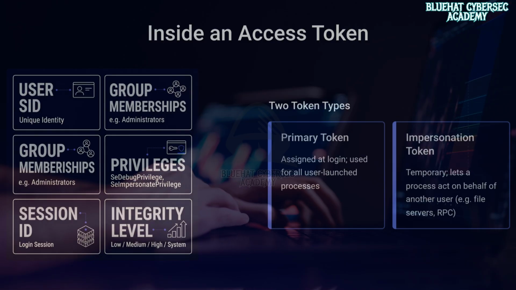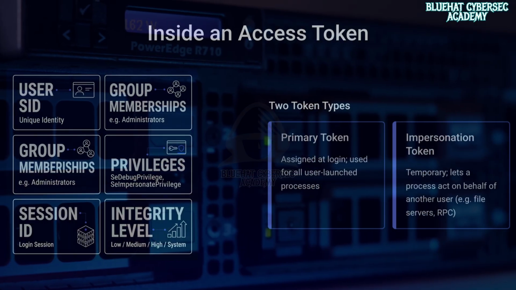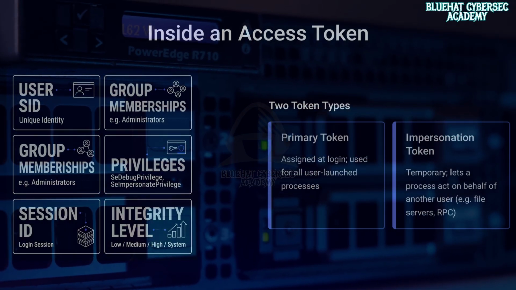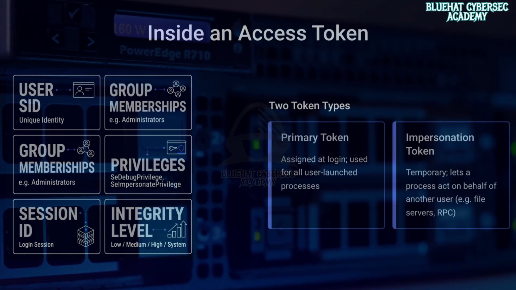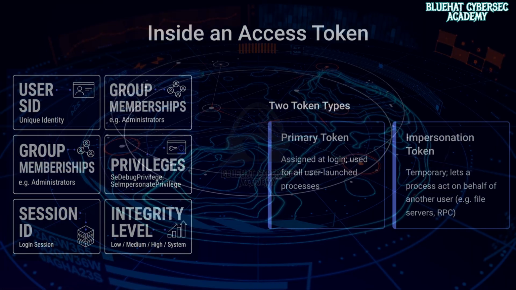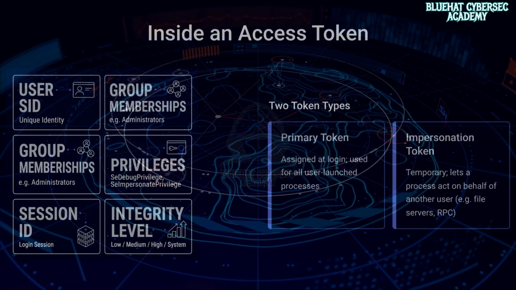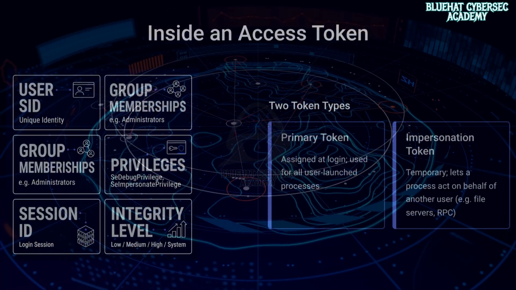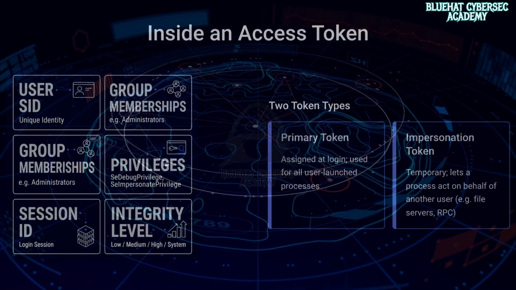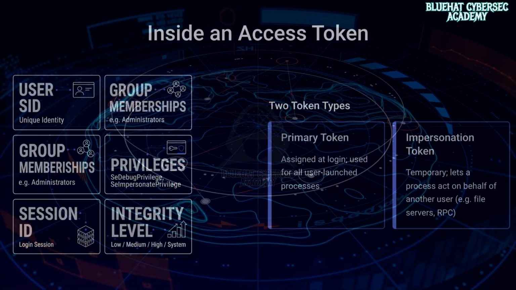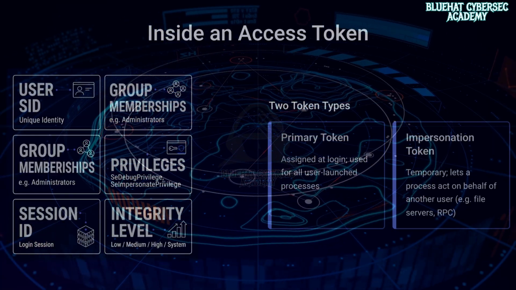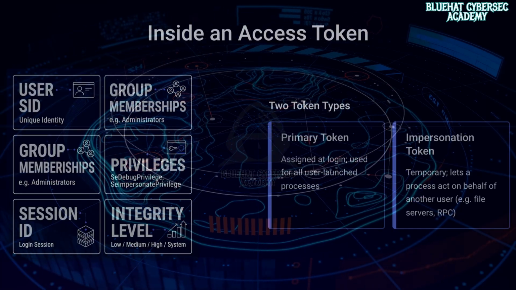After a user logs in, Windows generates an access token that carries a set of identity and permission details. It includes things like the User Security Identifier, or SID, group memberships such as administrators or users, privileges like SeDebugPrivilege or SeImpersonatePrivilege, along with a session ID and an integrity level that can range from low to medium, high, or even system. Within this model, Windows defines two major token types.